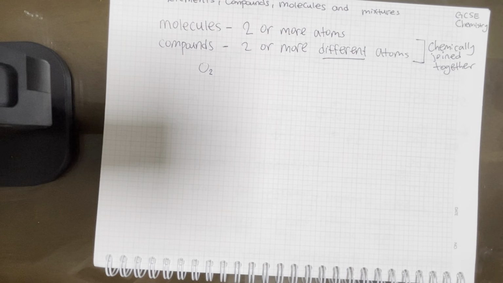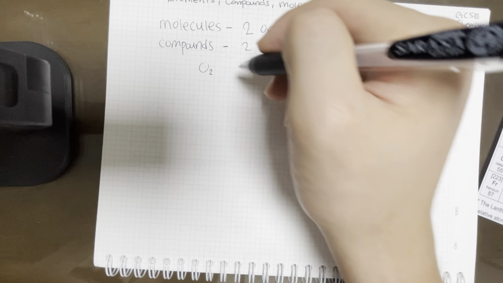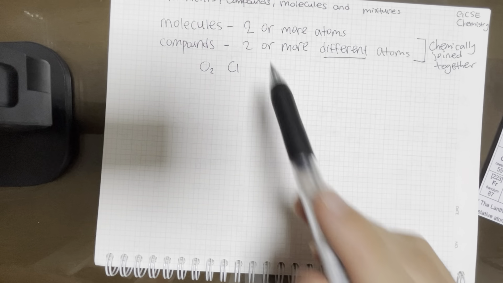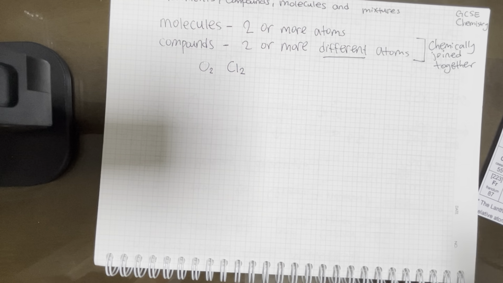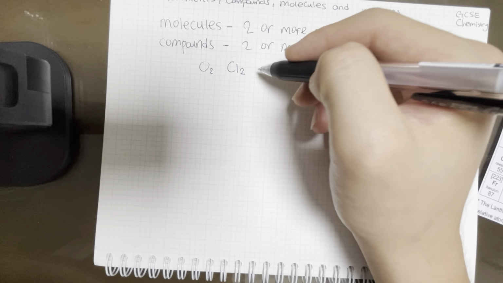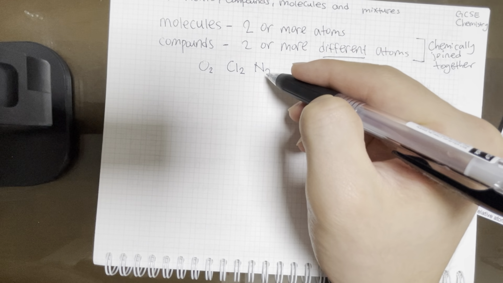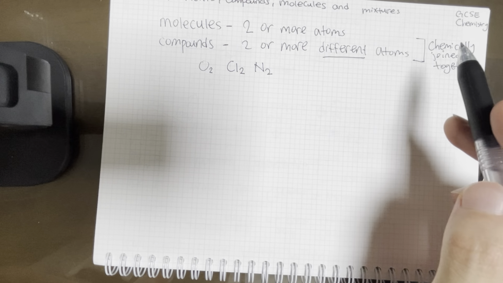For example, O2, that's a molecule. What else is there? There's O2, there's Cl, chlorine. One Cl atom isn't a molecule because it's not two or more. But Cl2 is a molecule because it contains two or more. Or there's nitrogen, N2. N wouldn't be a molecule, but N2, when you have two nitrogen atoms, that's a molecule because there's two or more atoms.